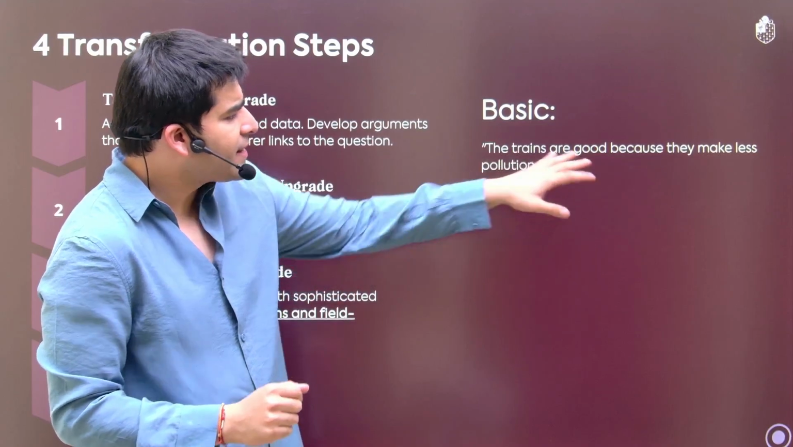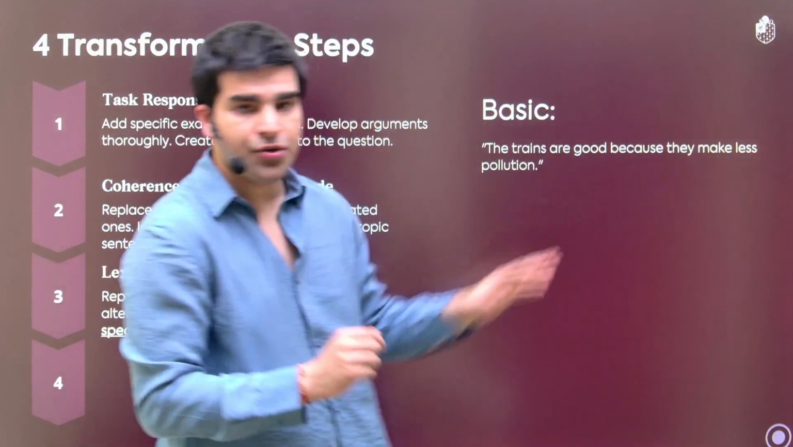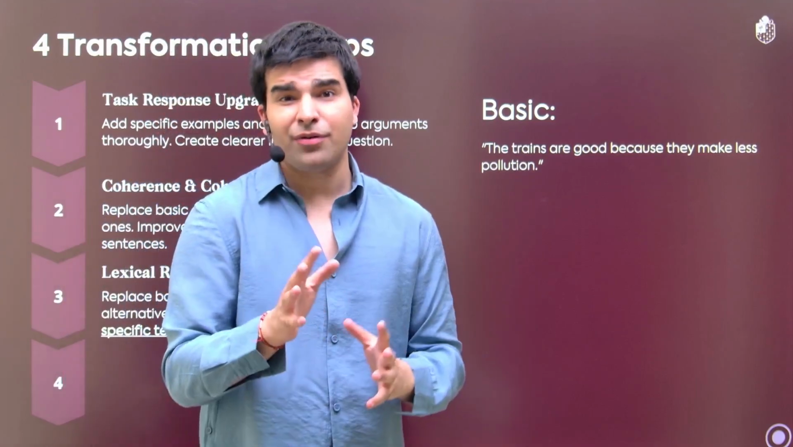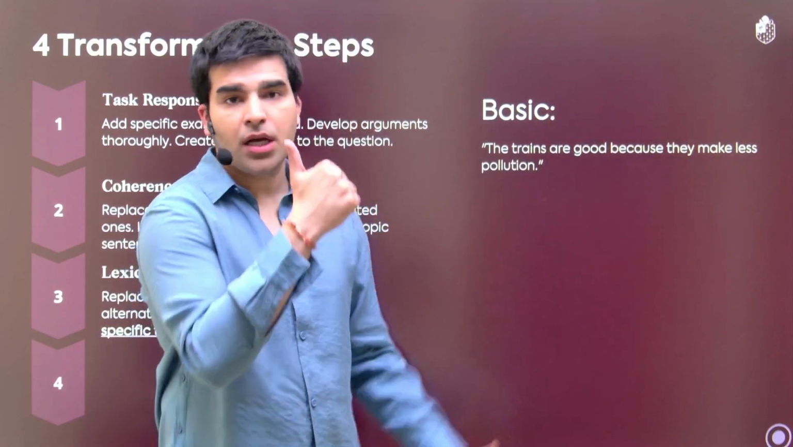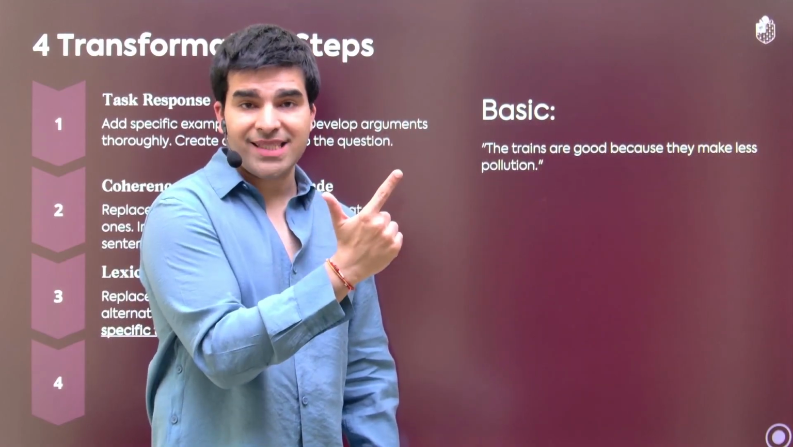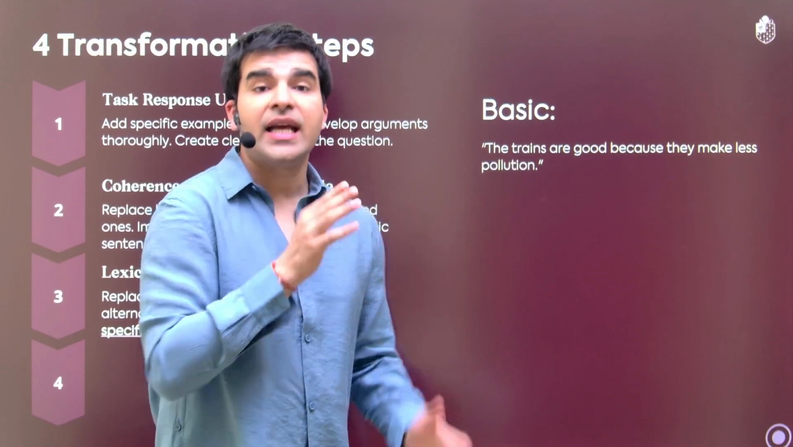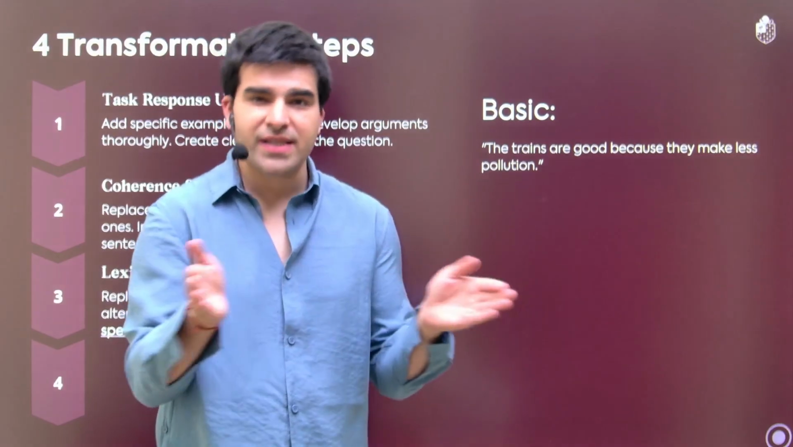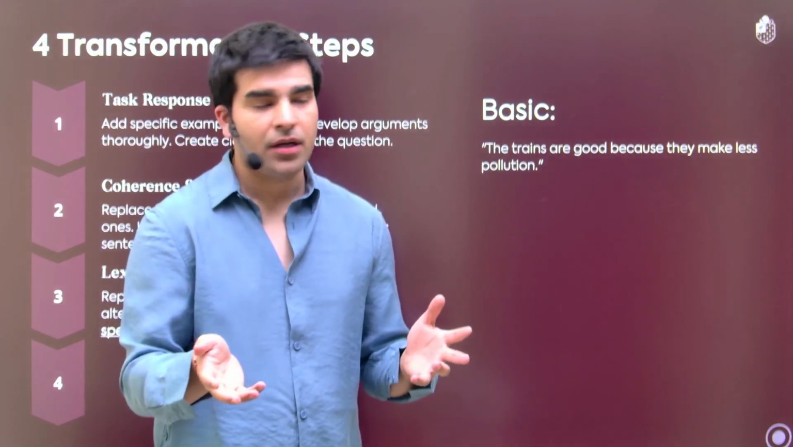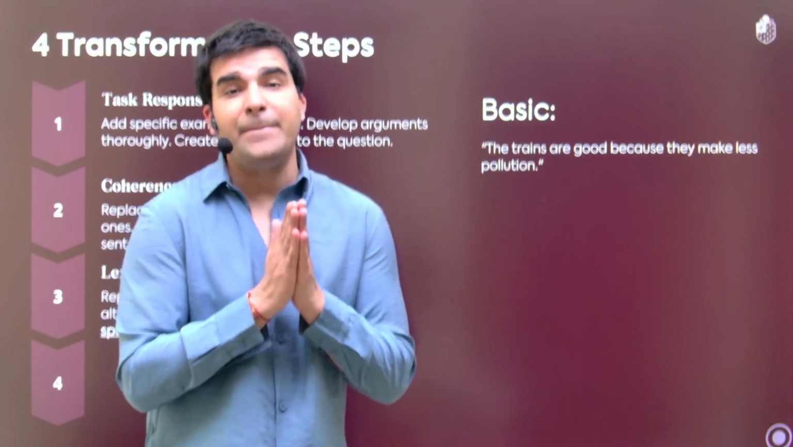The trains are good because they make less pollution. Remember, I gave you this example before as well. Make less pollution is a form of collocation, because these kinds of words go together that we use in daily life. But this is basic.